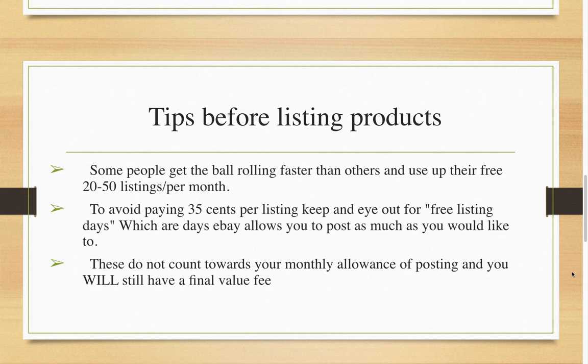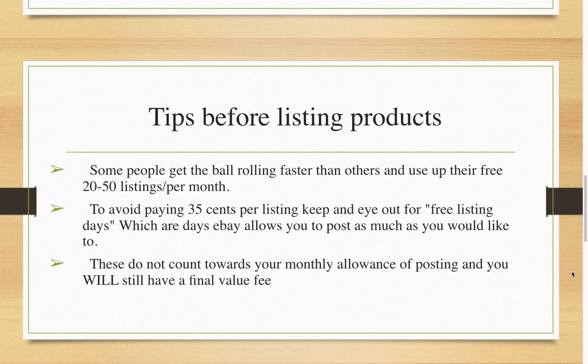Okay, so some quick tips before listing products. Some people get the ball rolling faster than others and use up all their free listings. Then they don't know what to do, and they don't have the money to put more, or their products don't work and they need to readjust and put new products up. Well, to avoid paying 35 cents per listing, keep an eye out for free listings. There actually is a way on eBay, which I can definitely add to this training at the end, on how to set this up, where you subscribe to eBay's email list and they will inform you of the days that are going to be free listings.